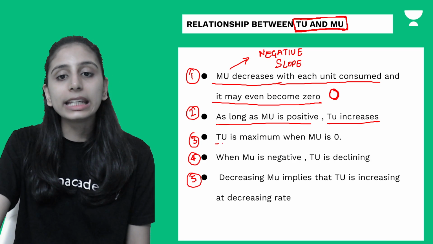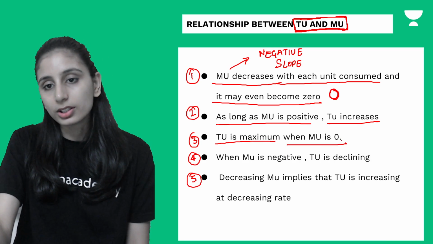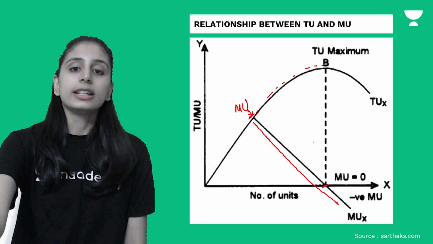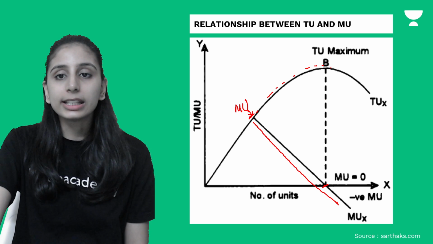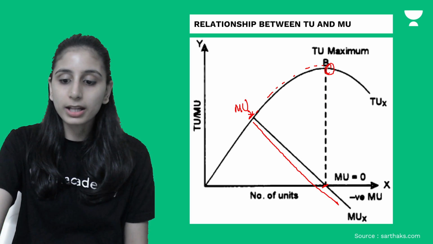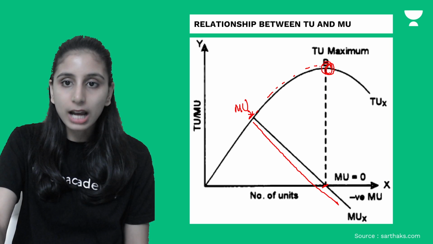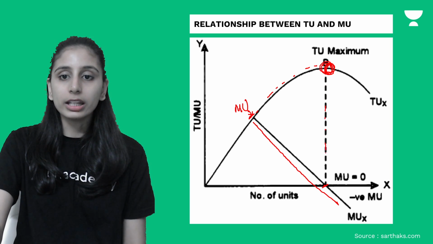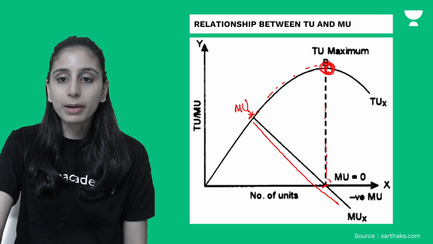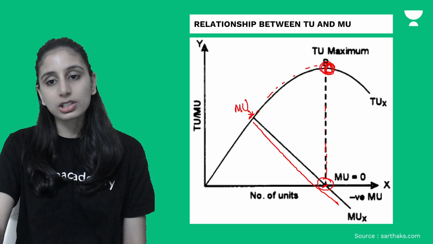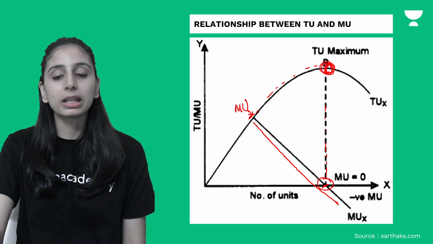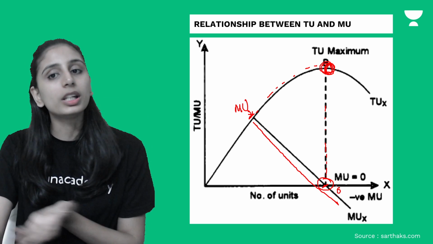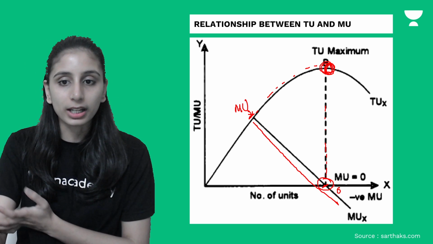which is TU is maximum when MU is 0. Now it is very very important. I can't stress this enough. Let's see in the graph. जहाँ पे हमारी TU मैक्सिमम है, this point. और यहाँ पे अगर हम नीचे आए तो we can see कि हमारी MU यहाँ पे एक्स एक्सिस को टच करती है, क्रॉस करती है. What does that mean? कि हमारी MU यहाँ पे 0 है. हमें एडिशनल कोई भी यूटिलिटी नहीं मिलेगी एक और यूनिट कंज्यूम करने के बाद.